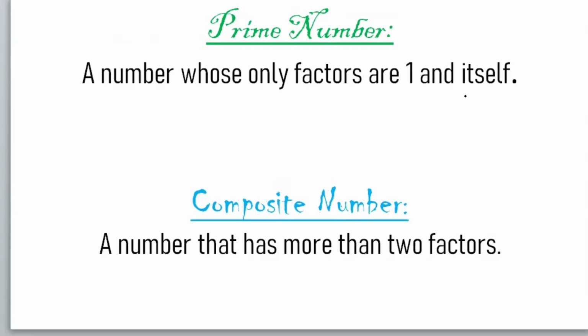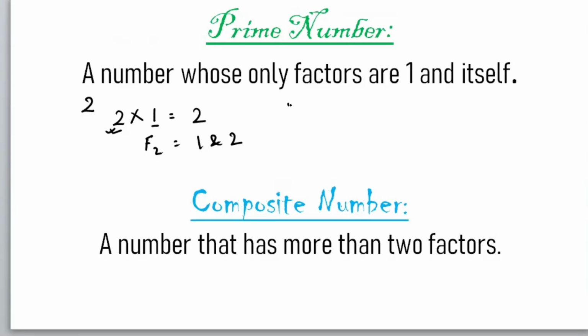What are factors? I already taught that in the last video. If you have not watched that video, please go and check that one as well. So what is a prime number? A number whose only factors are 1 and itself. For example, 2. What are the factors of 2? 2 times 1 only makes 2. So the factors of 2 are 1 and the number itself. So this 2 is a prime number.